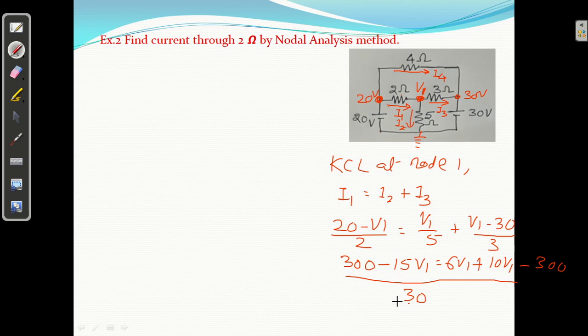Okay. So कितना आएगा ये इधर जाएगा. So 15 plus 16, 31 V1, right? 16 plus 15, 31 V1 equal to, ये 300 इधर जाएगा तो प्लस हो जाएगा. So it is 600. So what is the value of V1? 600 upon 31. Okay, I am going to use the calculator. 600 divided by 31. I am getting 19.35. 19.35 volt. That is the answer.